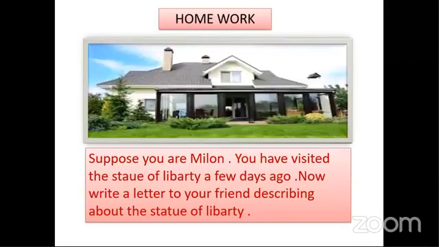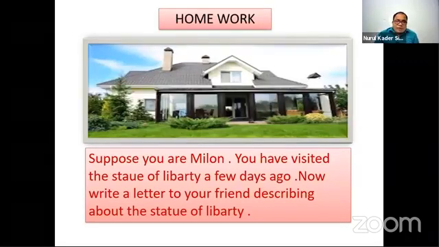This is your homework. Suppose you are Milan, you have visited the Statue of Liberty a few days ago. Now write a letter to your friend describing the Statue of Liberty. Okay? Dear student, note down your homework. Suppose you are Milan, you have visited the Statue of Liberty a few days ago. Now write a letter to your friend describing the Statue of Liberty.